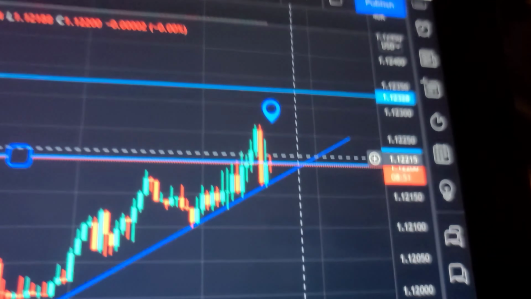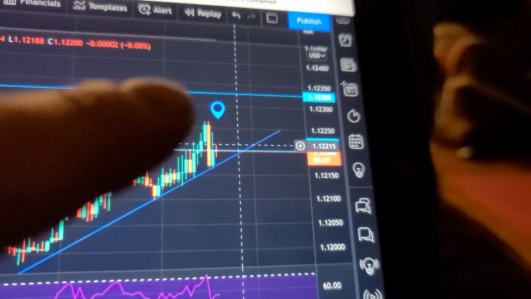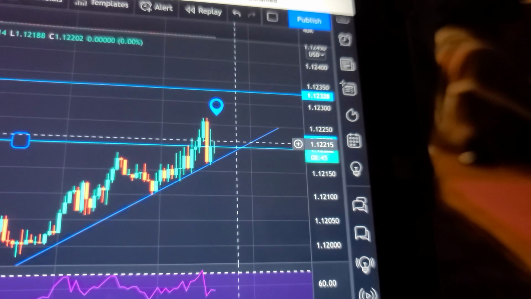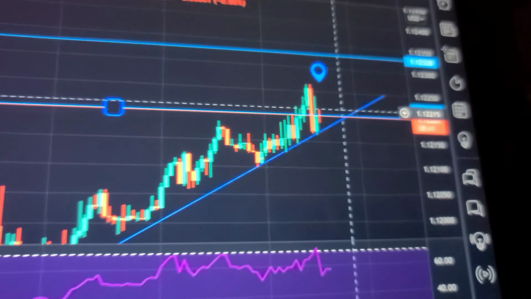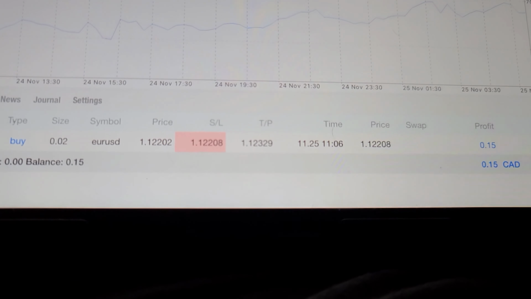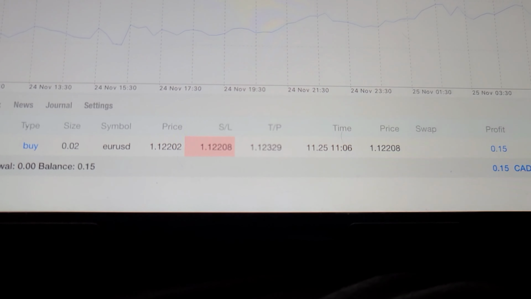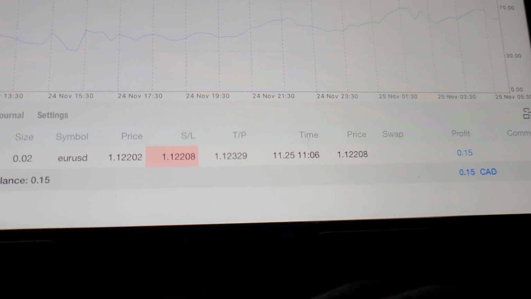Okay, so it just did this huge correction, hit my stop loss, booted me out. Could have took my $1.30 and had my 1% that I aimed for, but I didn't. And instead I got, well, this is what I got. 15 cents. So I had set my stop loss at, actually I set it at 208. I should have set it a little higher, but anyways, it is what it is, guys.